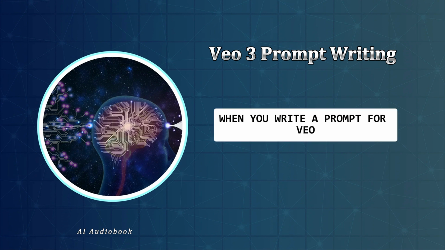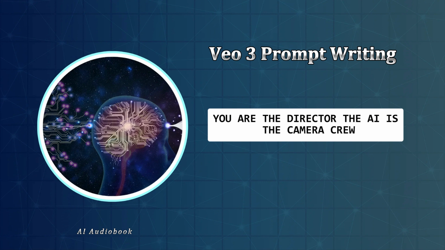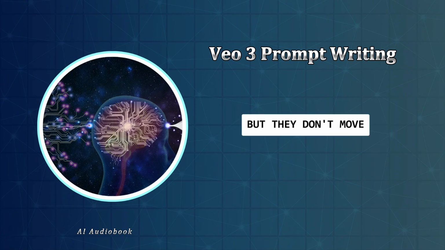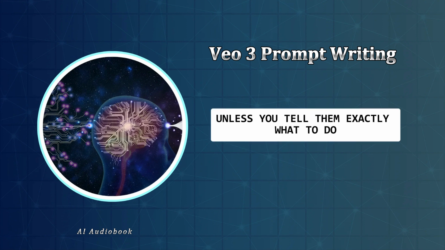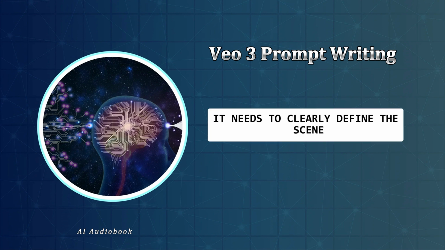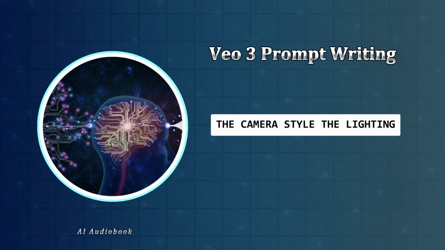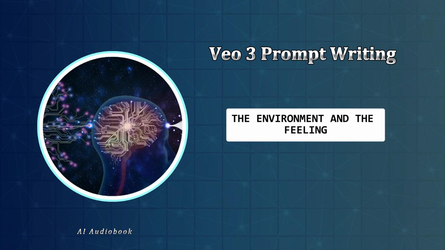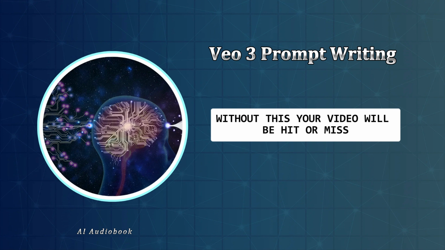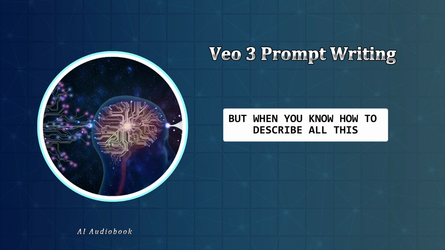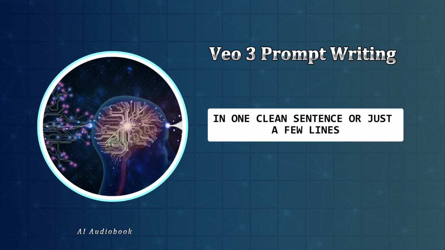When you write a prompt for Veo, you're not just giving a command. You're painting a mental scene that the AI has to translate into moving images. You are the director. The AI is the camera crew, the editor, and the special effects team. But they don't move unless you tell them exactly what to do. That means your prompt needs to have structure. It needs to clearly define the scene, the subject, the mood, the camera style, the lighting, the environment, and the feeling. Without this, your video will be hit or miss. But when you know how to describe all this in one clean sentence, or just a few lines, you unlock the real power of Veo.